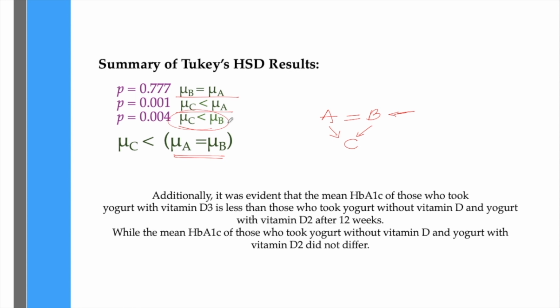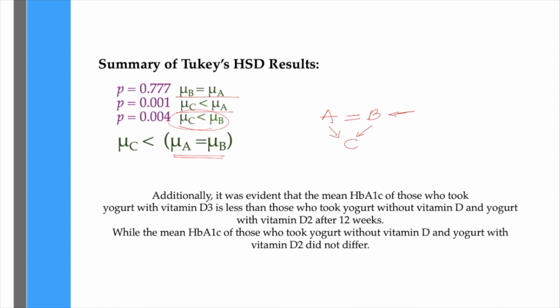So given those three conclusions, again, since A is equal to B, I'll write it on the same level. C is less than A, so I'll write C below A. C is less than B, so C is still below B. In other words, the mean HbA1c of those who took yogurt C is less than those who took yogurt A and B. And those who took yogurt A and B just have the same HbA1c after 12 weeks. So we have the same conclusion as the one that was presented a while ago.